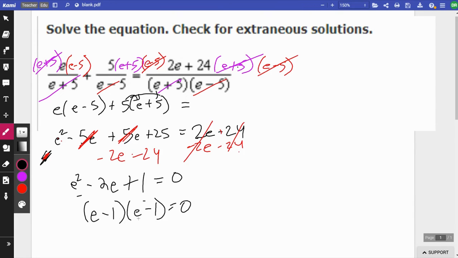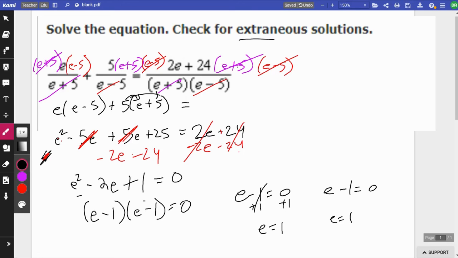And then to finish this off, to solve the quadratic, this is the zero product property. If this chunk times this chunk is equal to 0, then either of those could be equal to 0. So you'd have e minus 1 equals 0, and e minus 1 equals 0. Obviously, it's the same. And to solve this, you just add 1, like regular algebra. You have the opposite. We have e equals 1. Same thing would happen here. You'd have e equals 1.